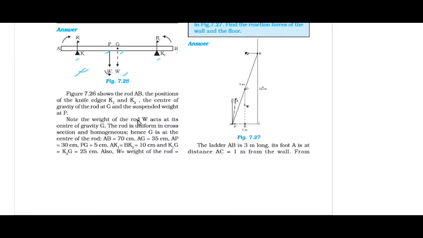Note the weight of the rod W acts at its center of gravity G. The rod is uniform in cross section and homogeneous. Hence, G is at the center of rod.